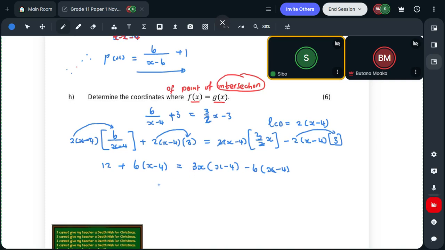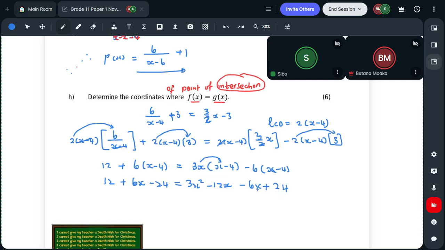Yes, please. Okay. Then from there, I'm going to multiply out my brackets. 6 times x, that's 6x. 6 times 4, that's 24. So this will be minus 24. This is equal to 3 times x, that's 3x squared. Then 3x times minus 4, that's minus 12x. Therefore, minus 6x plus 24. All good.